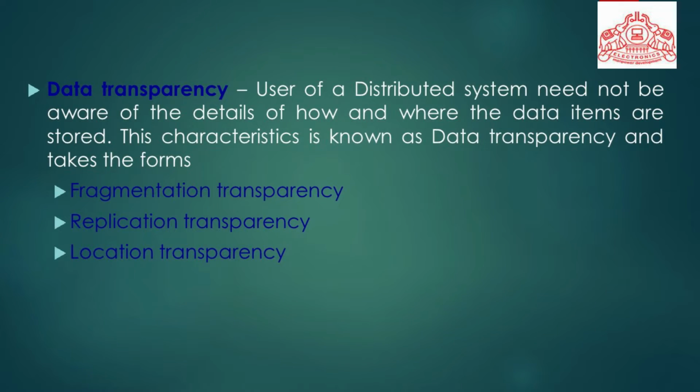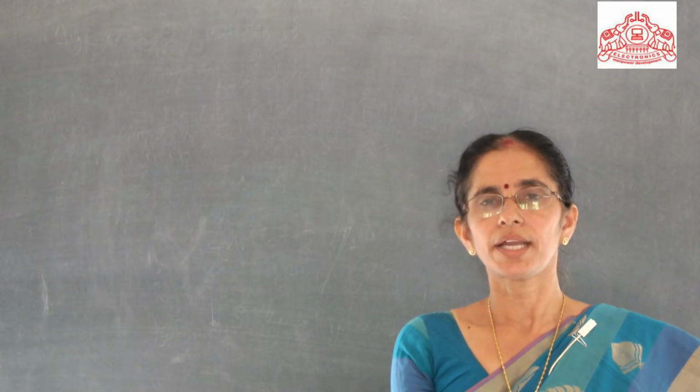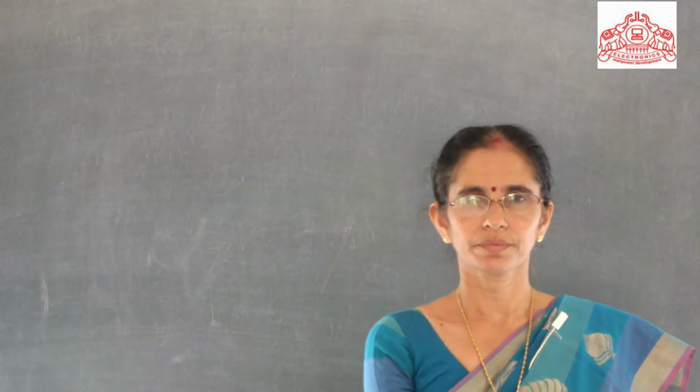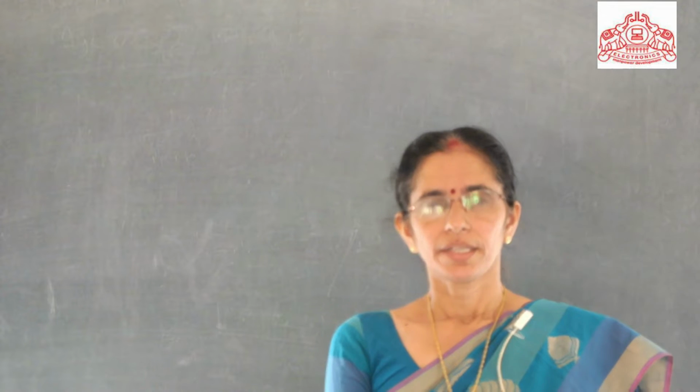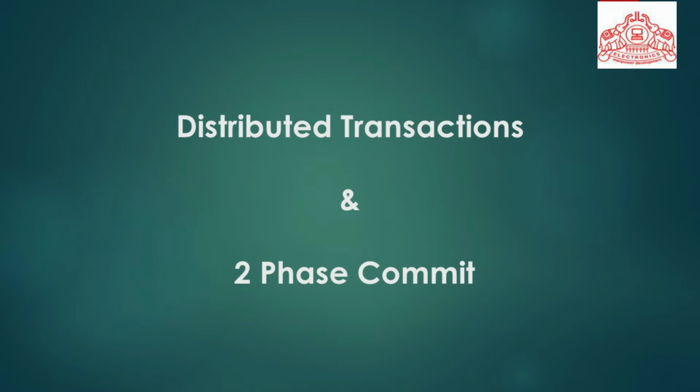That is fragmentation transparency, which says the user should not be aware of where and how the fragments are made, or where a particular fragment is stored. In the case of replication transparency, it says the user should not be aware of how many replicas there are or where the replicas are stored. And another one, location transparency, says the user should not be aware of where a particular data item is stored.